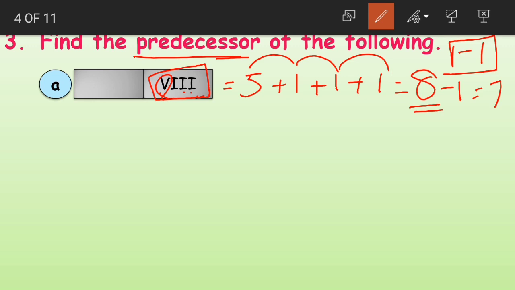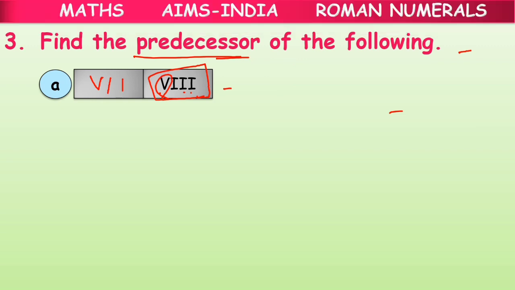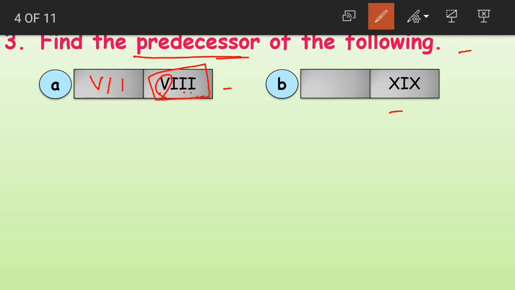Now how do we write 7 in Roman numerals? We write it as 5 plus 1 plus 1, which is nothing but VII. Clear, children? 5 plus 1 plus 1, which is nothing but VII. 7 is the predecessor of 8. The next one is XIX.